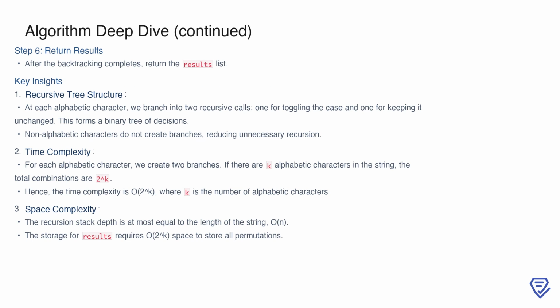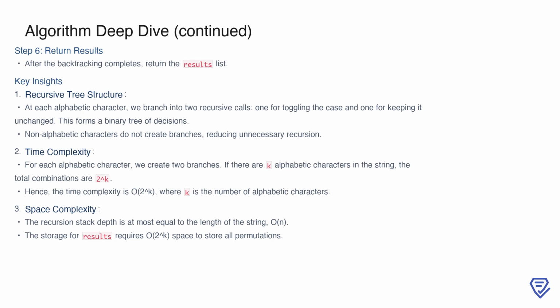Once the backtracking process is complete, we return the results list, which contains all permutations of the string with toggled cases. Now, let's break down some key insights about the algorithm. The recursive function operates like a binary tree, where each alphabetic character creates two branches, one for toggling the case and one for leaving it unchanged. Non-alphabetic characters, on the other hand, do not create branches, which helps reduce unnecessary recursion.